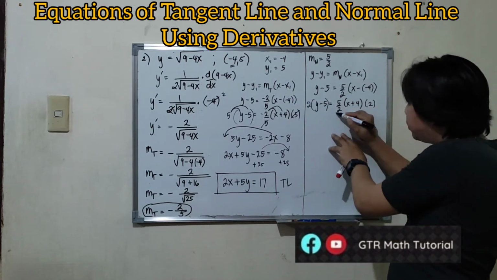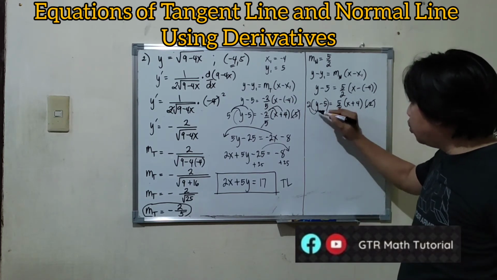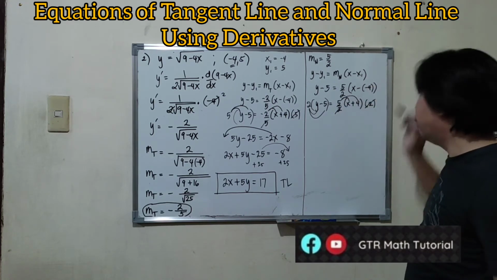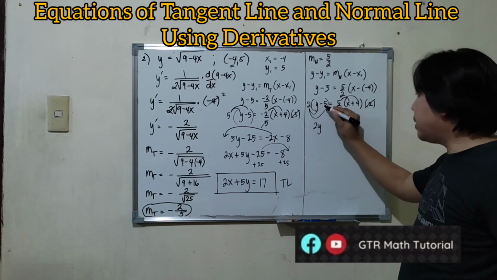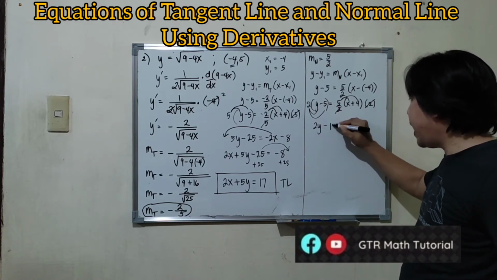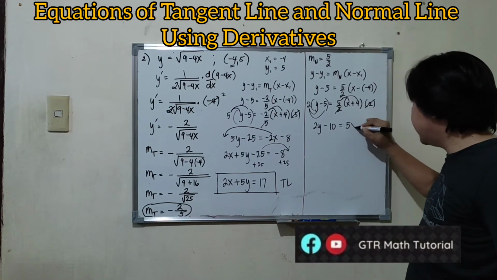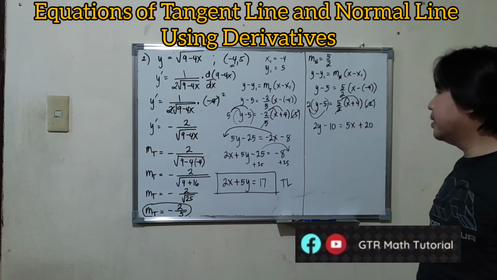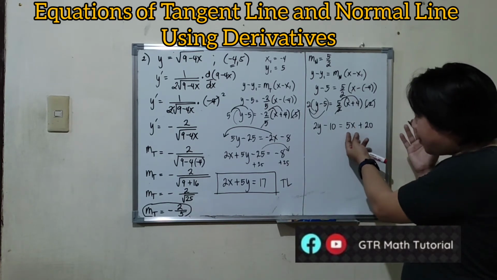So, 2 divided by 2, that is 1. Then, distribute 2 to y and negative 5. Distribute 5 to x and positive 4. So, we have 2 times y, we have 2y. 2 times negative 5, we have negative 10. 5 times x, so we have 5x. 5 times positive 4, we have positive 20. So combine the x and y. So this time, x is positive.